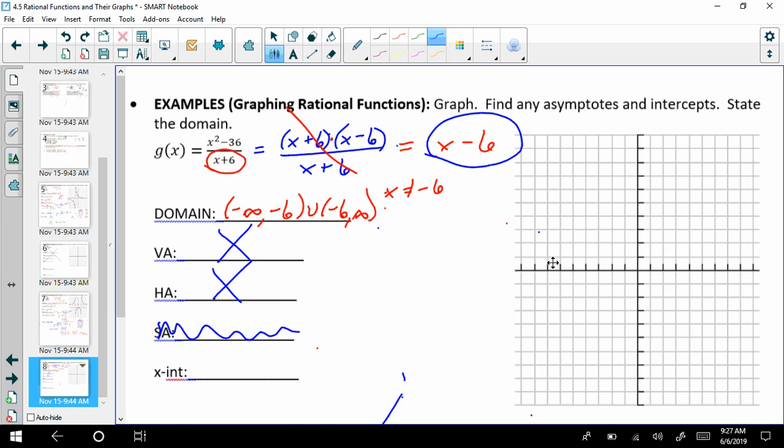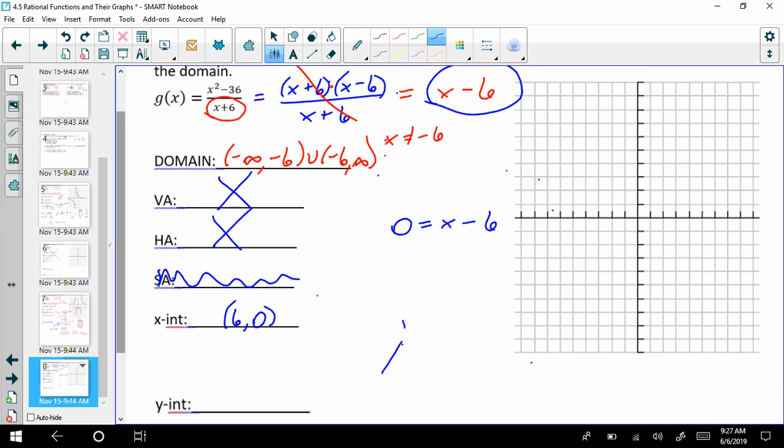X-intercepts. Well, if I work with the simplified form, let's set it equal to 0. And if I solve that, my x-intercept, I get a positive 6. Let's plot that point. 1, 2, 3, 4, 5. So I'm going to touch the x-axis at 6. The y-intercept, I'm going to put 0 in for x. Well, I get negative 6. So 1, 2, 3, 4, 5, 6. There are no asymptotes to draw on this.